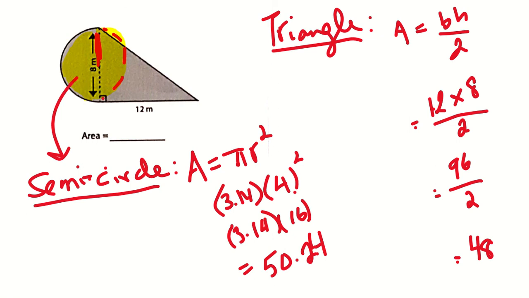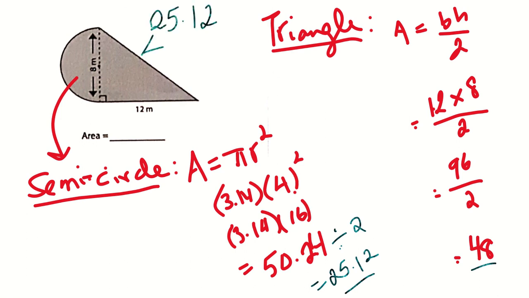But it's not a full circle, is it? It's just half of a circle. So what would we do to this area that we got? We would take half of it, divide it by 2 to get the semicircle, right? And so that would be 25.12. There you go. So now we have the semicircle and the triangle. Can we put them together to get our final answer of this weird composite shape? Of course, we just add them both up.